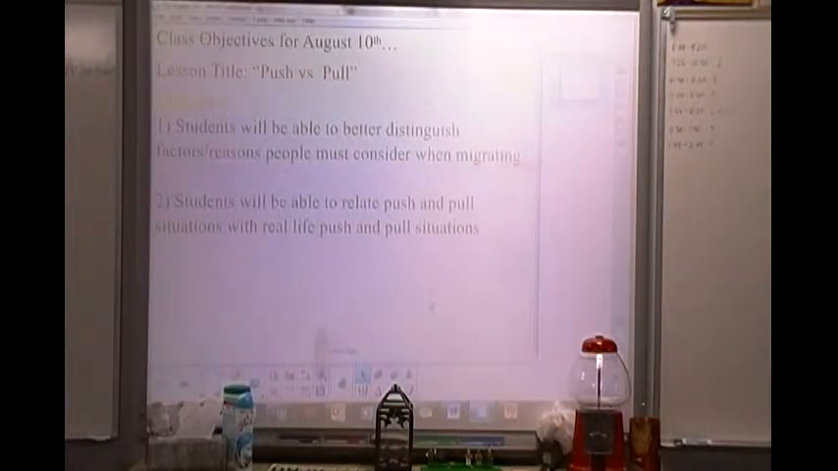So now looking at this objective, we're going to understand or distinguish reasons people must consider when, here's the other question on the quiz. What does migrate mean? There's a 2-word definition for migrate. Move. To move. Okay? To move. Students will be able to better distinguish or understand reasons people have to consider when they move.